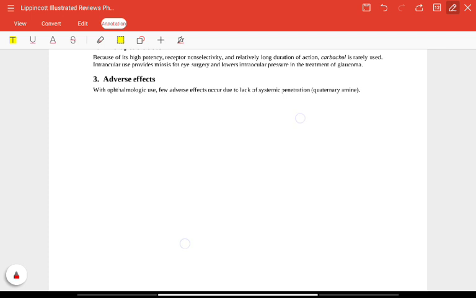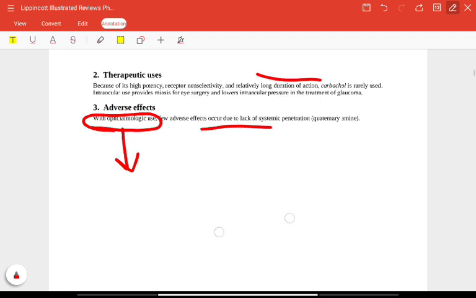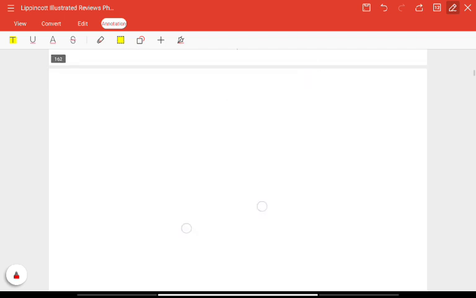Now therapeutic effect of carbachol: because of high potency and long duration of action, it is rarely used because it is not cleared. Adverse effects: few. If we are using it, we will use it only for local effect, ophthalmologic, so its adverse effects are rarely seen. It does not penetrate into systemic circulation.